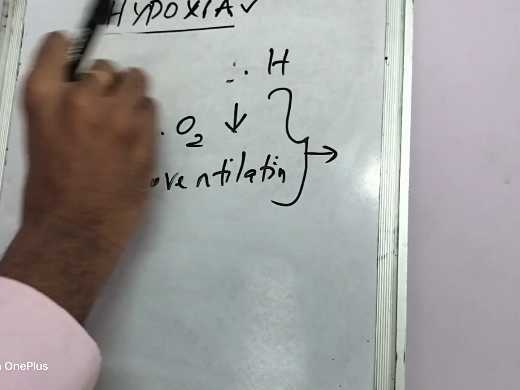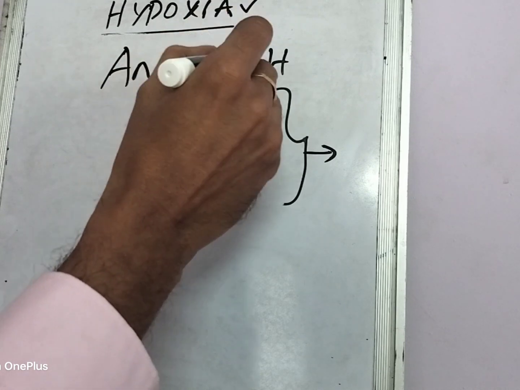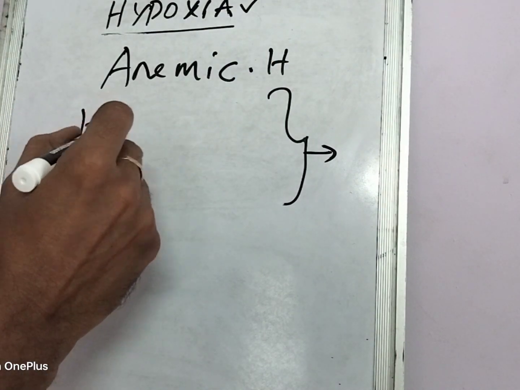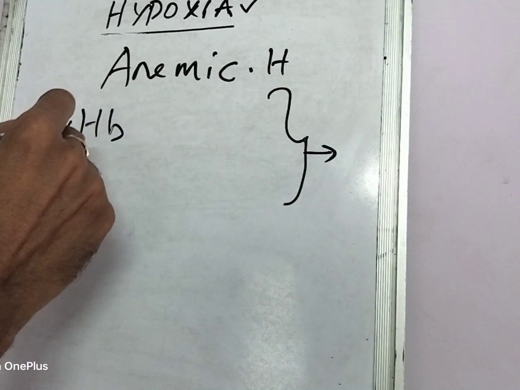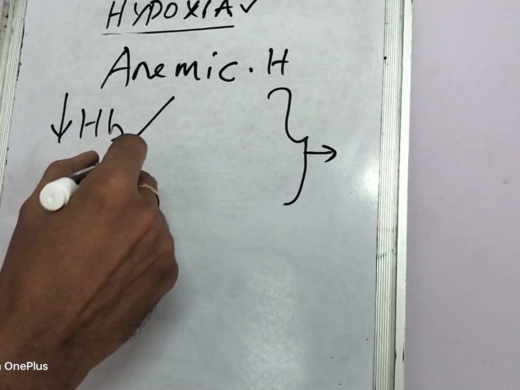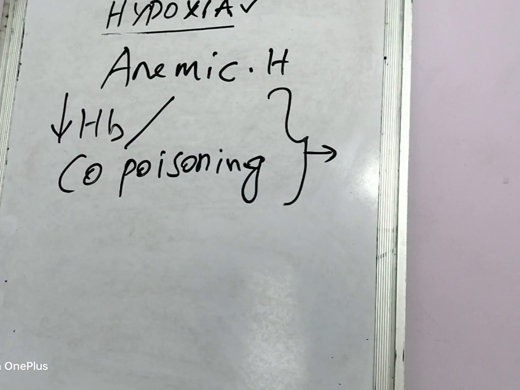Second is anemic hypoxia. So what is anemic hypoxia? Anemic hypoxia is due to decrease in the hemoglobin level. So due to anemia, you will get decrease in the oxygen delivery to the tissues. And carbon monoxide poisoning. In carbon monoxide poisoning, due to the combination of carbon monoxide with hemoglobin, there is deficiency of hemoglobin to pick up oxygen. So in this condition, you will get anemic hypoxia. So oxygen availability to the tissues is decreased.